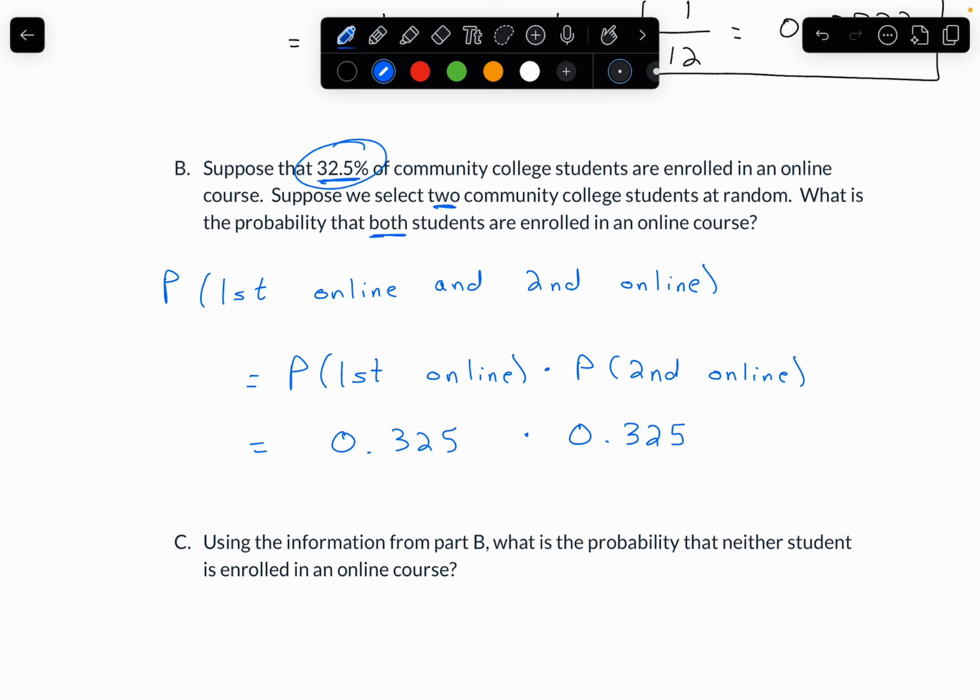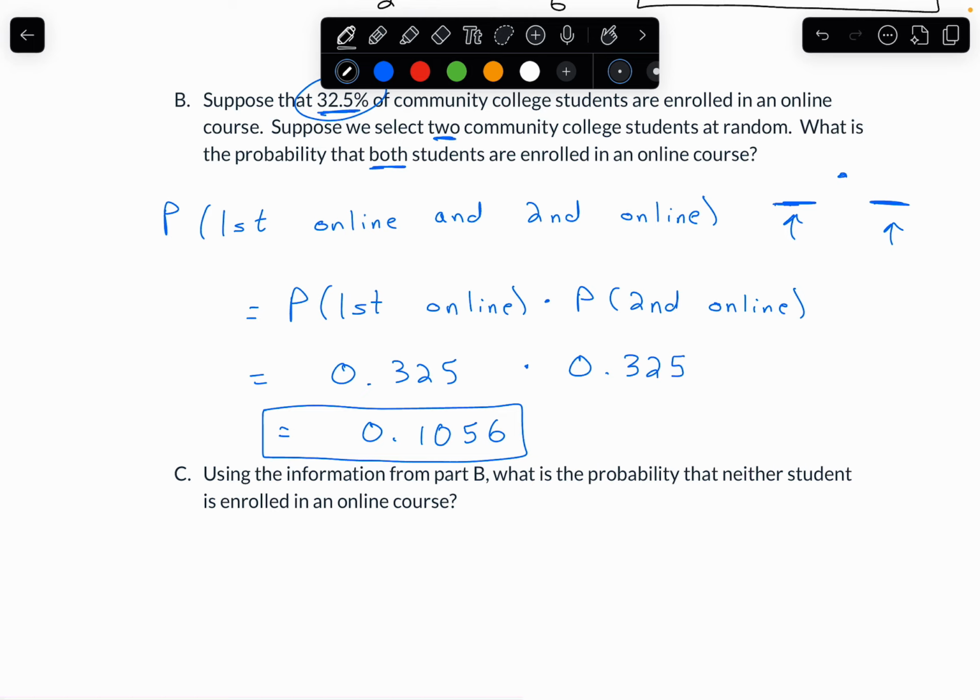So 0.325 times 0.325. I'm going to round this to 4 decimal places. 0.1056 then is my answer. So I just needed to multiply those two out. One thing that I like to do, if we're selecting a number of individuals from a population like this, is create these fill in the blanks and say, okay, it's this and this, I'm multiplying them, and then I just need to fill in these probabilities right here. So let's try that out in the next section.